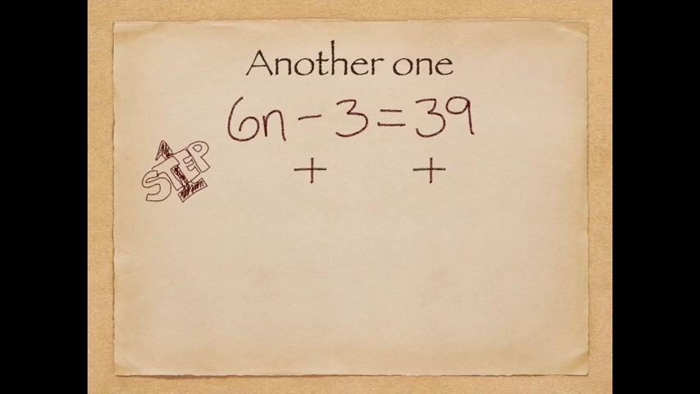So I'm going to add 3, and what I do to one side, I do to the other side as well. So I'm going to add 3 to both sides. Negative 3 plus 3, that's 0. That goes away. 39 plus 3, that is 42.